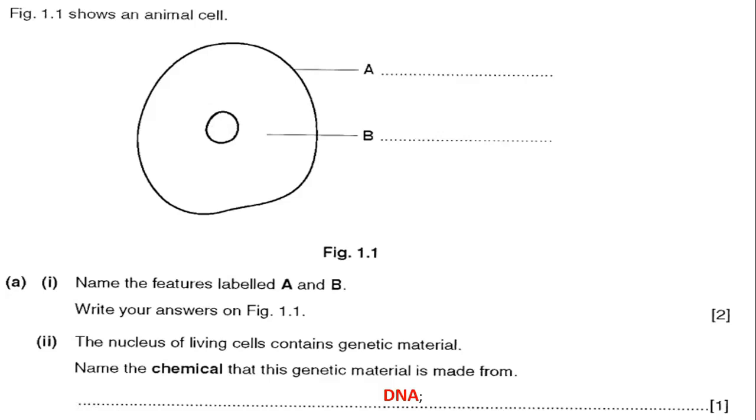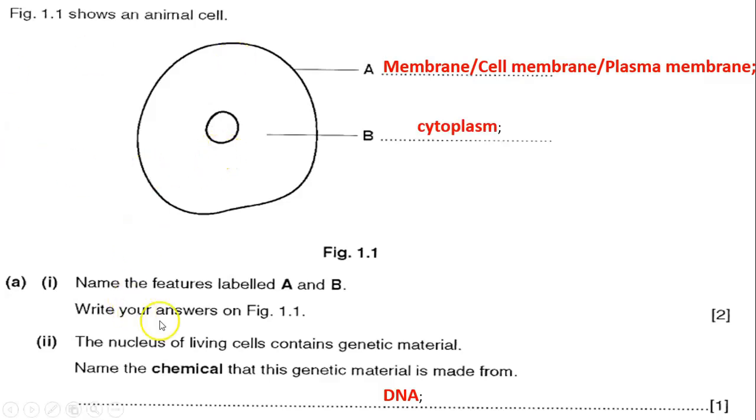Figure 1.1 shows an animal cell. Name the features labeled A and B and write the answers on the figure. So A is the cell membrane. Why didn't I say cell wall, though it's the most outer layer? Because this is an animal cell. Animal cells don't have cell walls. And B, of course, is the cytoplasm.